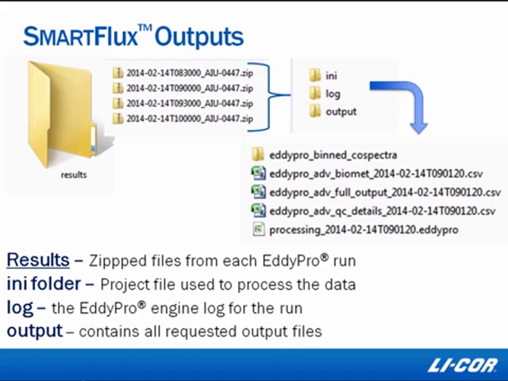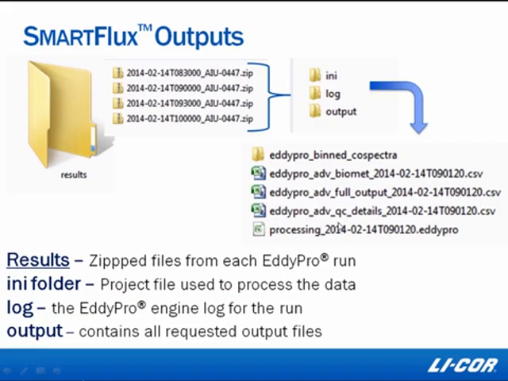The other folder is the log. This is what the EddyPro engine produces to notify any problems or errors that happen during processing. The last folder is the output. The output contains any output files requested from EddyPro. So that's what's contained inside the results folder.